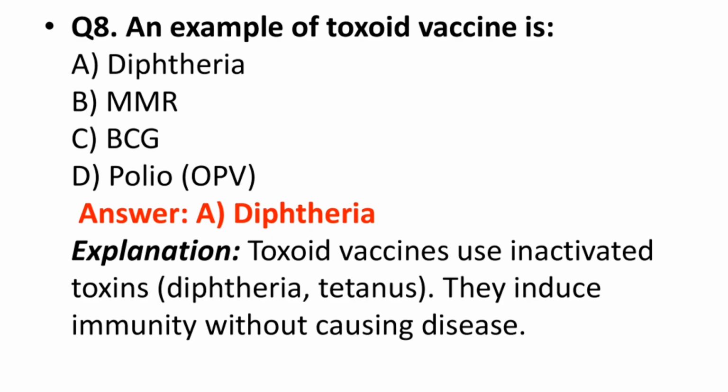An example of a toxoid vaccine is option A diphtheria, option B MMR, option C BCG, option D oral polio vaccine. The correct answer is option A diphtheria. Toxoid vaccines use inactivated toxins, such as diphtheria and tetanus. They induce immunity without causing disease.